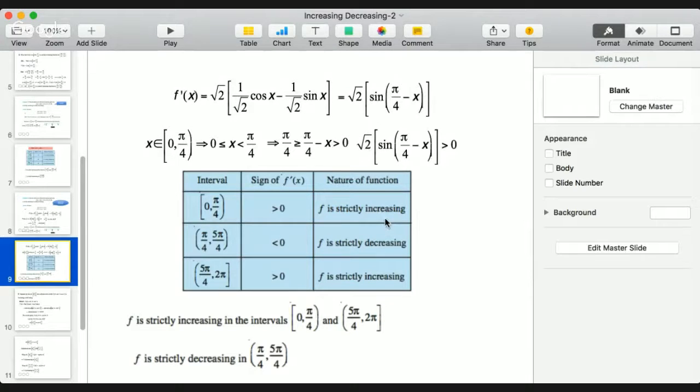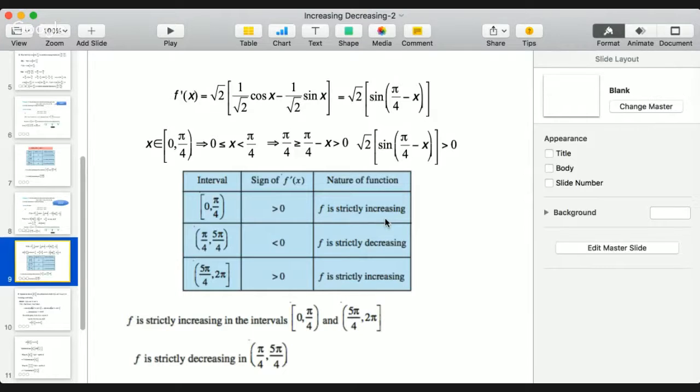Then we can see that x belongs to 0 to pi by 4. For that particular interval, we can write it as x is greater than equal to 0 and less than pi by 4. And then we manipulate this particular expression to get sine pi by 4 minus x times root 2. When we get that, we'll finally arrive at root 2 times sine pi by 4 minus x is greater than 0. Yeah, so I'll just correct that there, Karthik.